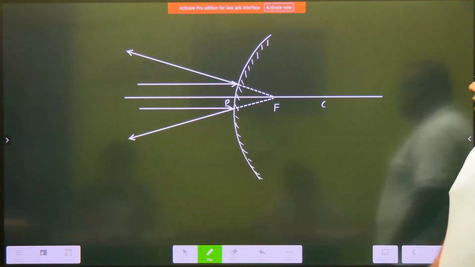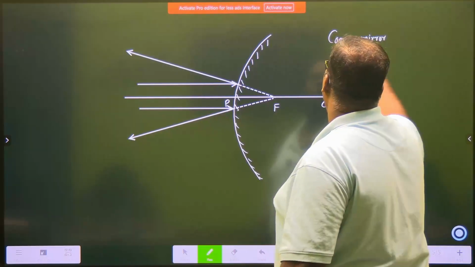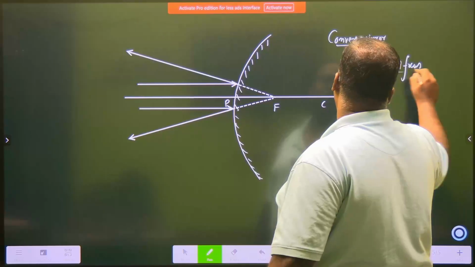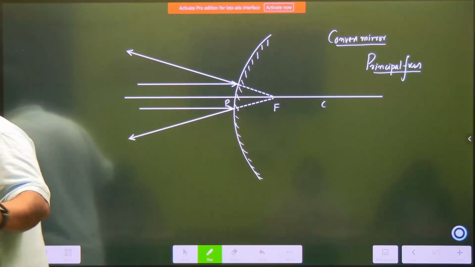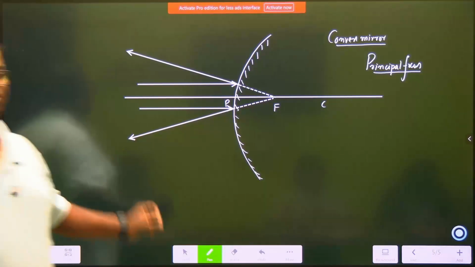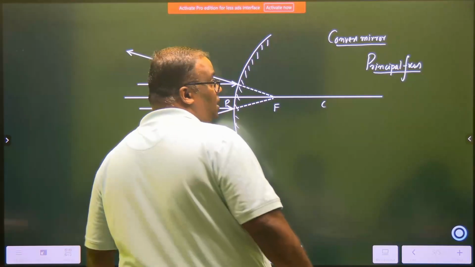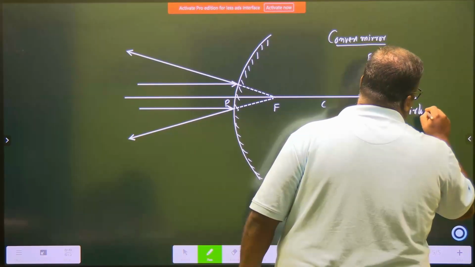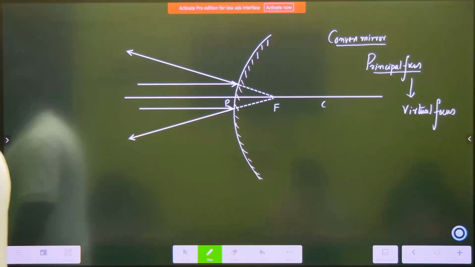So what is the focus of a convex mirror? This is a convex mirror, so I would write the principal focus. The principal focus of a convex mirror is a point on the principal axis from which paraxial rays parallel to the principal axis appear to diverge after getting reflected from the convex mirror. Since this point has been formed by the extrapolation of rays, we will say that this focus is a virtual focus. Now, these can come as 1 mark questions. The focus of a convex mirror is a virtual focus.